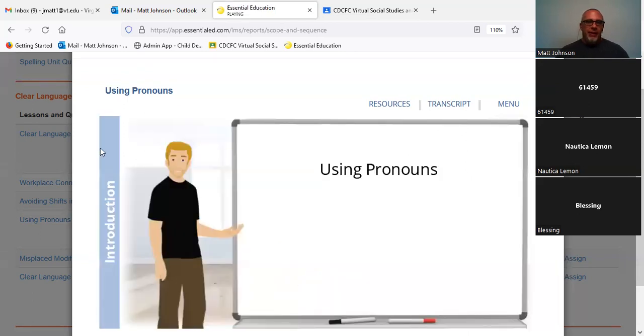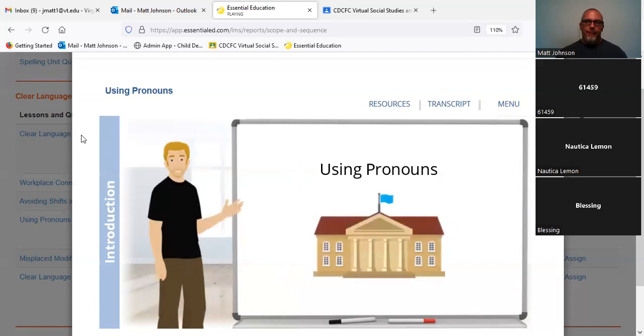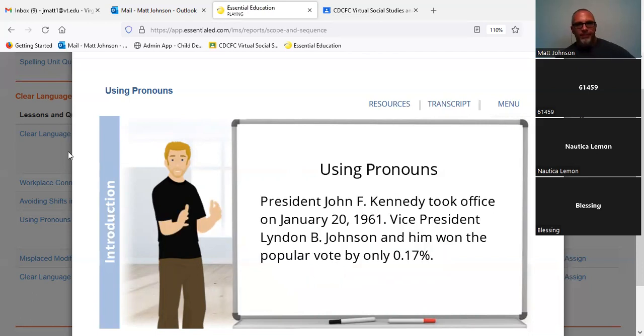Okay, so I was writing my very first essay for a college class. Yeah, that's right, dude. I started some college classes. I was seriously nervous. So I had my brother Jesse look it over. And you know what? I started making errors right at the beginning of the paper. Look at this sentence. President John F. Kennedy took office on January 20th, 1961. Vice President Lyndon B. Johnson and him won the popular vote by only 0.17%.